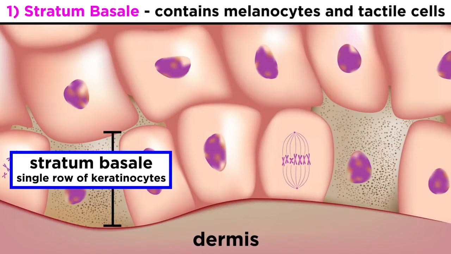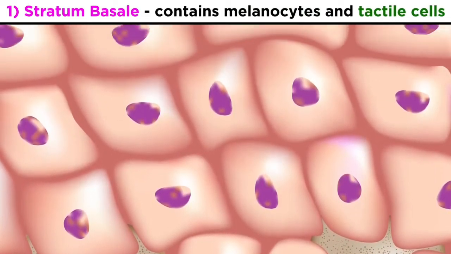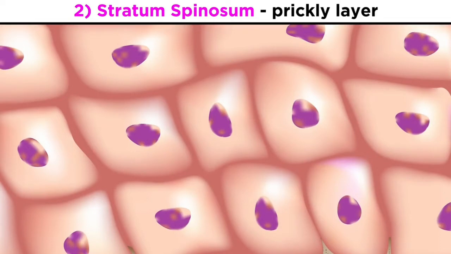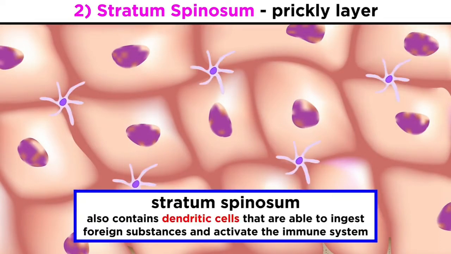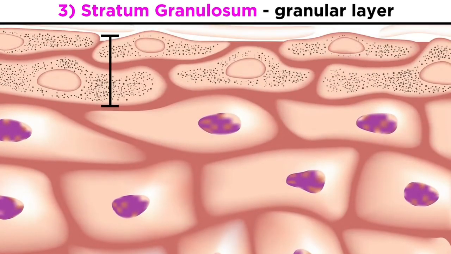This layer also contains melanocytes, which produce melanin, and tactile cells, which act as the sensory receptor for touch. Above this is the stratum spinosum, meaning prickly layer. This section is several layers of cells thick. Next is the stratum granulosum, or granular layer.